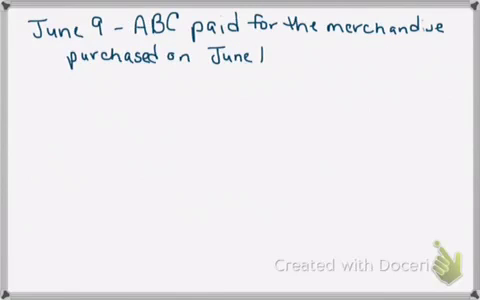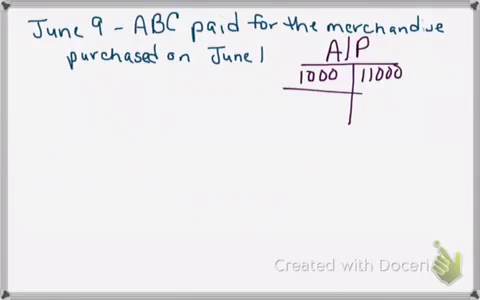Now, when we get ready to look at June 9th, it said ABC paid for the merchandise purchased on June 1st. Well, the things that we have to look at here is we really need to look at this accounts payable account because we purchased $11,000 worth of inventory on June 1st, but on June 3rd we returned $1,000. So we actually only owe $10,000 when we get ready to pay for this merchandise.